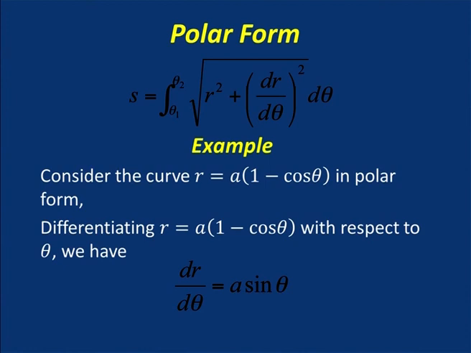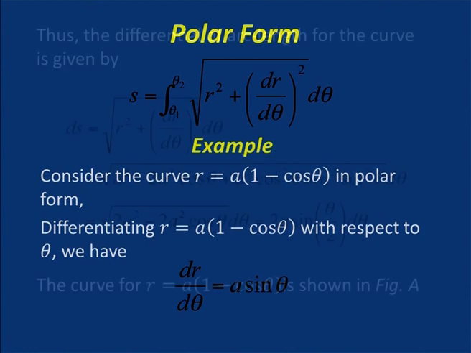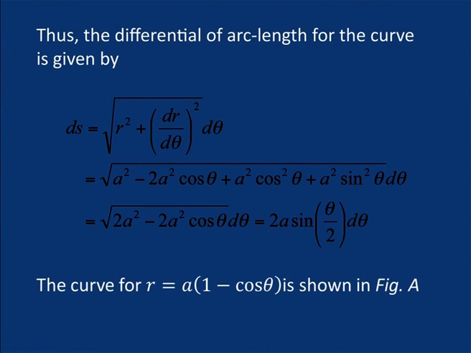Differentiating r is equal to a(1 minus cos theta) with respect to theta, we find dr upon d theta is equal to a sin theta, and hence ds is equal to the square root of r square plus (dr upon d theta) whole square, d theta, which becomes the square root of a square minus 2a square cos theta plus a square cos square theta plus a square sin square theta, d theta. On simplification, it becomes 2a sin(theta by 2) d theta. The curve for r is equal to a(1 minus cos theta) is as shown in the figure.